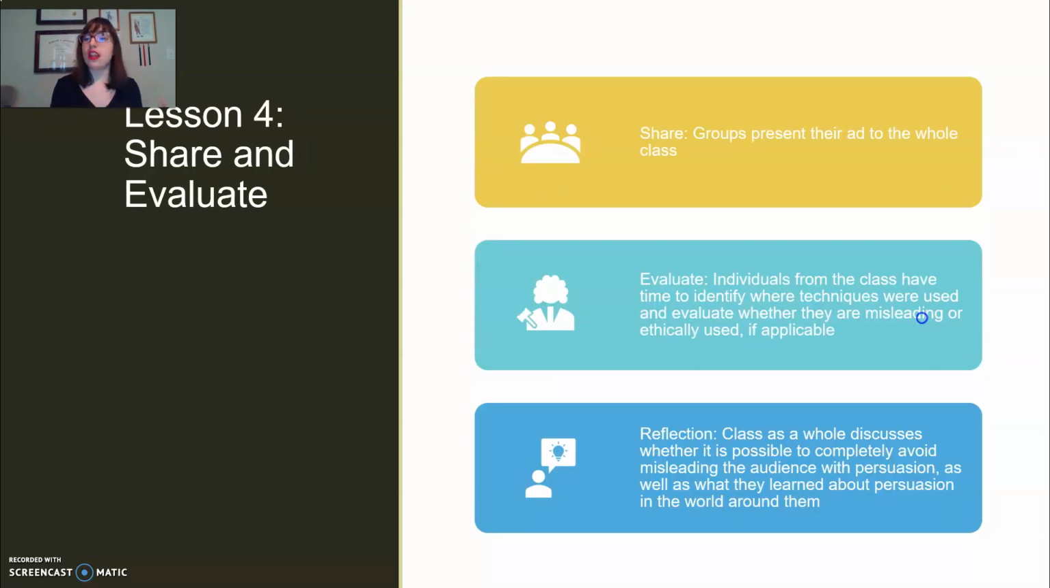And lesson 4 would be the sharing to the whole class and evaluation stages. So groups would present their ad to the whole class, and then their classmates would have time to identify where their techniques were used, so where is ethos, logos, and pathos, and evaluate whether those ads are misleading at all, and whether the group that created them used those ethical persuasion guidelines. And then the class as a whole would discuss whether it's possible to completely avoid misleading the audience, as well as what they learned about persuasion in the world around them.